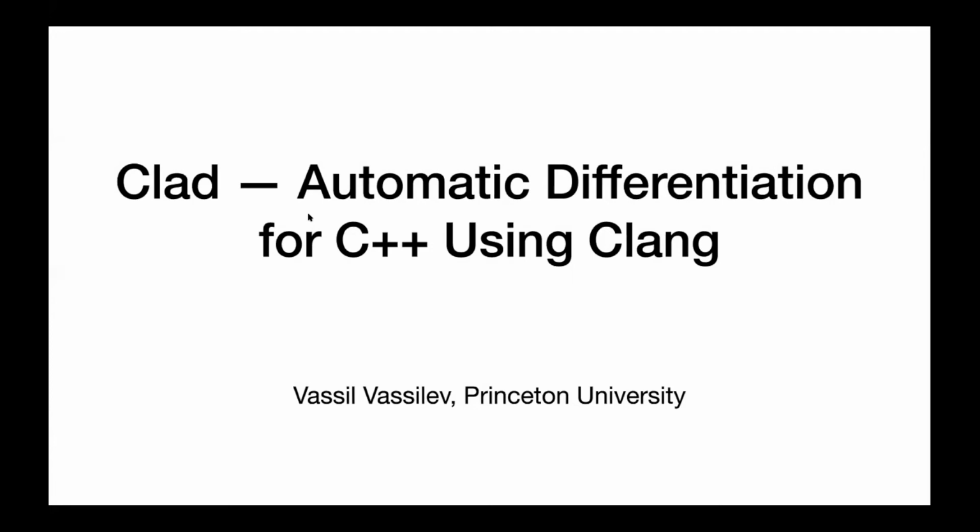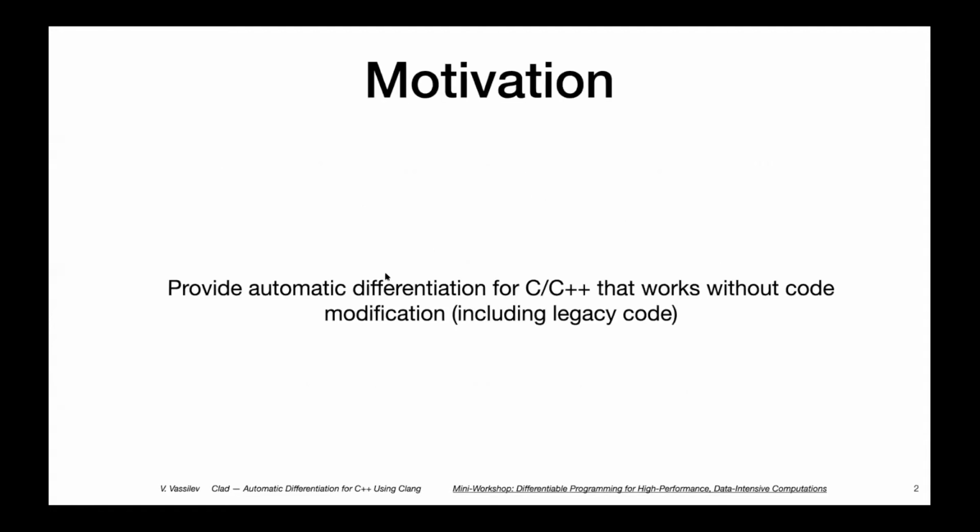Today I wanted to quickly talk about an automatic differentiation tool for C++ using the Clang frontend, and we call that tool Clad. So the motivation for our work is essentially that we want to provide automatic differentiation for C and C++ that works without code modifications, including legacy code, which in the field of high-energy physics we have a lot. And also, we don't want to modify it.